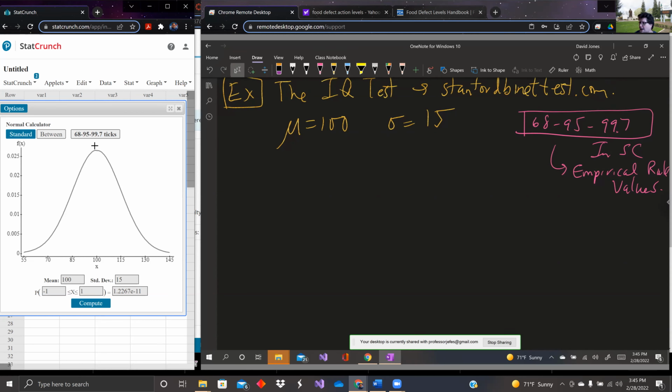Let's just look at an example. What's the proportion between 85 and 130?